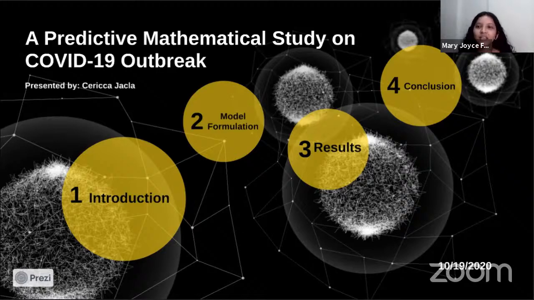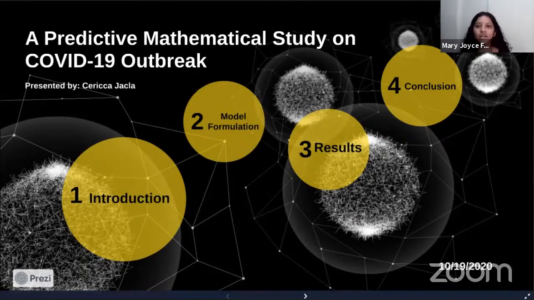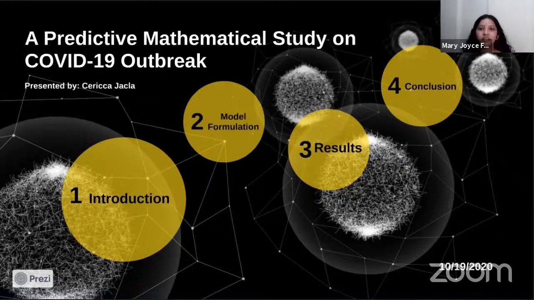speaker. Her name is Serica Jakla, a BS Applied Mathematics major in Quantitative Management and Decision Science. She is a member of the Society of Applied Mathematics of UPLB, for short SUMAP, and her Special Problems Advisor, or SP Advisor, is Sir Dylan Talabis, who is also part of SUMAP. So let's now listen to Serica's presentation entitled A Predictive Mathematical Study on COVID-19 Outbreak. Serica.